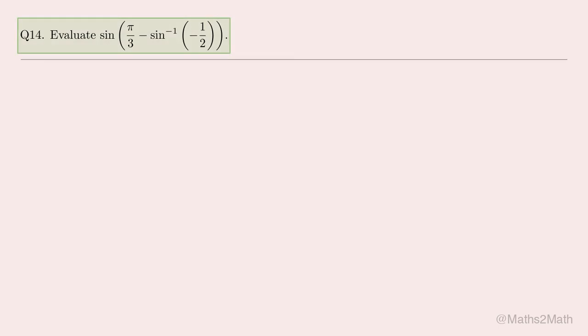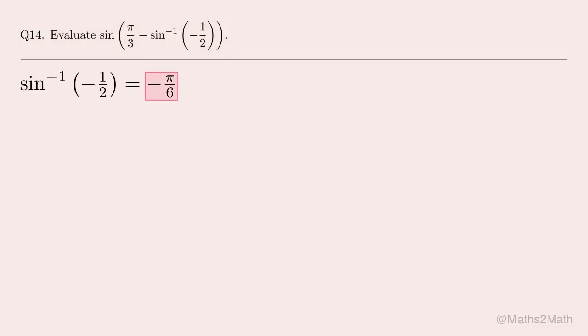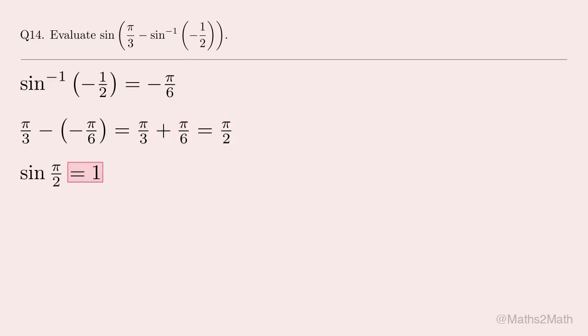Question 14. First, resolve the inner sine inverse, then a simple sine. Sine inverse of minus 1/2 is minus pi by 6. Subtracting a negative, pi by 3 plus pi by 6 is pi by 2. And sine of pi by 2 is exactly 1.